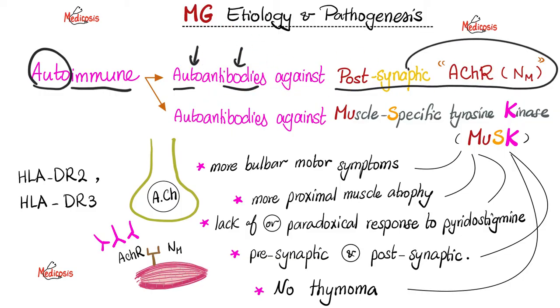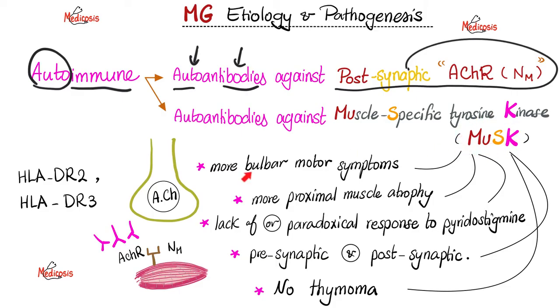However, some patients do not have autoantibodies against the acetylcholine receptor, which is nicotinic sub-M. Instead, they have antibodies against something else, which is called muscle-specific tyrosine kinase, or MuSK for short. So we have two types of patients. Number one, those who have anti-acetylcholine receptor antibodies, and number two, those who have anti-MuSK antibodies. There are some special, unique features about the patients that have anti-MuSK antibodies.